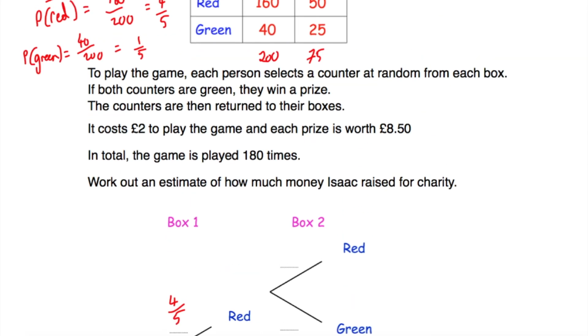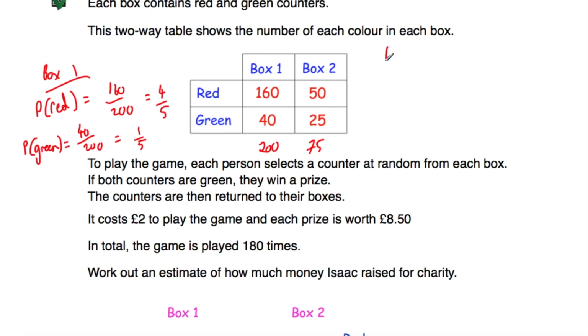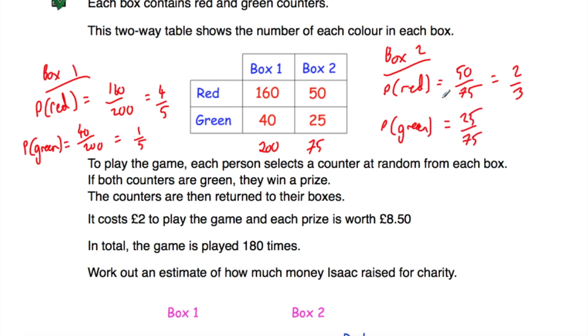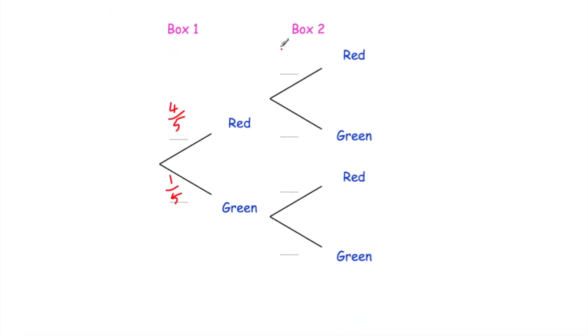Okay, now box 2. In box 2, the probability of red, well, there's 75 counters altogether and 50 are red, so it's going to be 50 out of 75, and that cancels down to be 2/3. And the probability of it being green would then hopefully be 1/3 when we work this out. That's 25 out of 75, and if we cancel that down, we get 1/3. So we've got the probability for red from the second box being 2/3, and the probability of picking a green from the second box being 1/3. So let's write down our tree diagram. Red, 2/3, and green, 1/3. Red, 2/3, green, 1/3. Okay, fantastic.